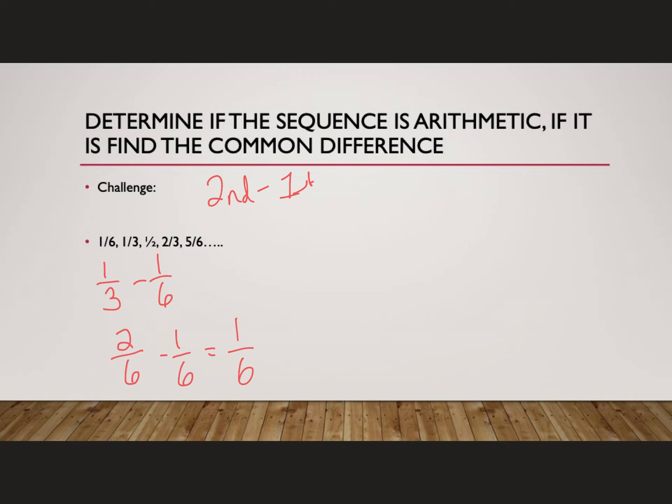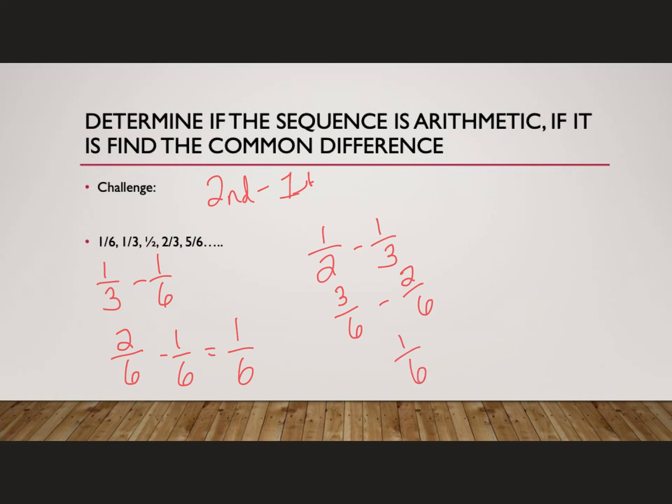So I'm going to do the third term, 1/2, minus the second term, 1/3. Well, in order to subtract these, I need to change them to have the same denominator. The least common multiple of 2 and 3 is 6. So I'm going to have 6 as my denominator. So 2 times 3 gives me 6. So this is 3/6, this is 2/6. Well, 3/6 minus 2/6 is 1/6.